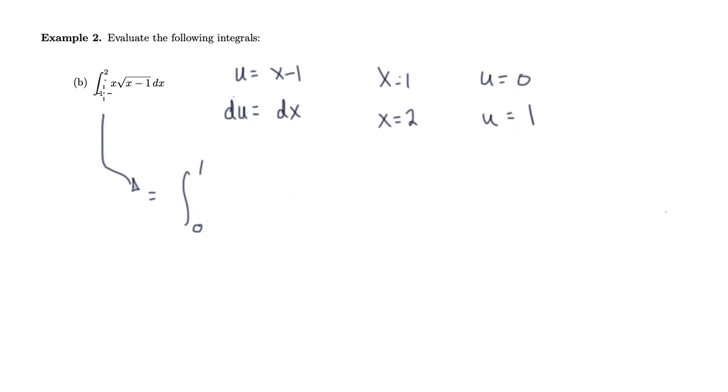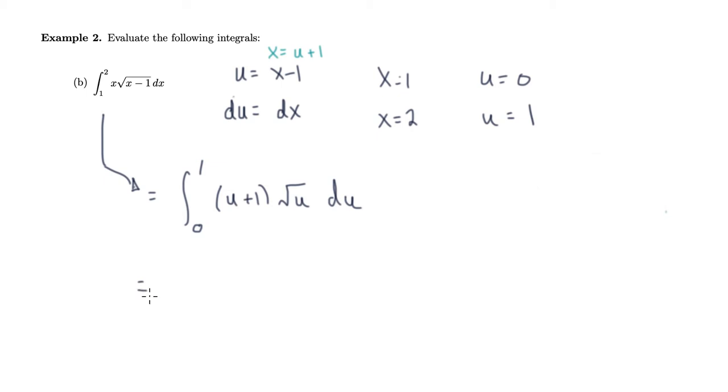And then what about this x? All I know is that u is equal to x minus 1. But I can solve for x. If u is equal to x minus 1, that means x is equal to u plus 1. So I can replace x with u plus 1. Then square root of x minus 1 becomes square root of u, and dx just goes to du. That's a direct substitution.